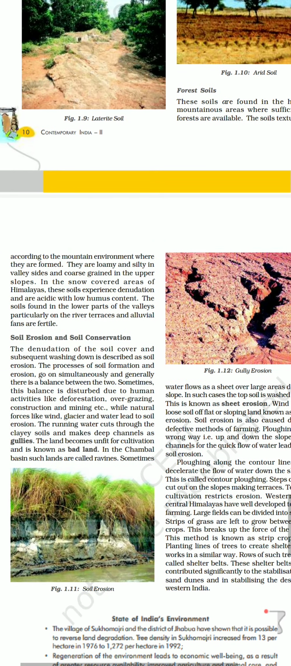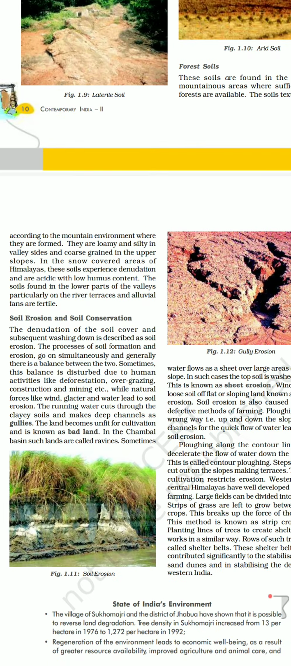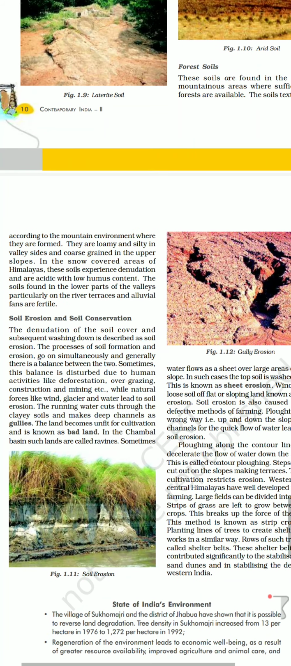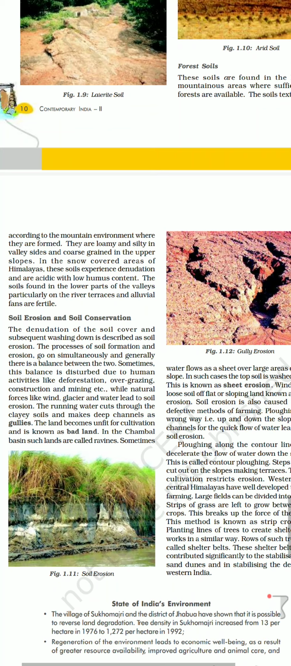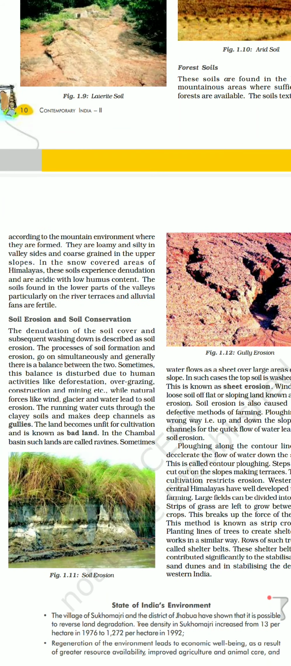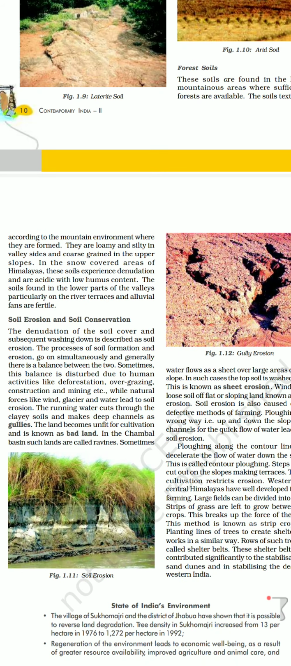Now, the last part, we will move on to soil erosion. What do you mean by soil erosion? The denudation of the soil cover and subsequent washing down is described as soil erosion. Soil erosion is caused by human activities like deforestation, overgrazing, construction and mining, etc. Also, there are some natural forces like wind, glacier and water which lead to soil erosion. Soil erosion is also caused due to defective methods of farming.